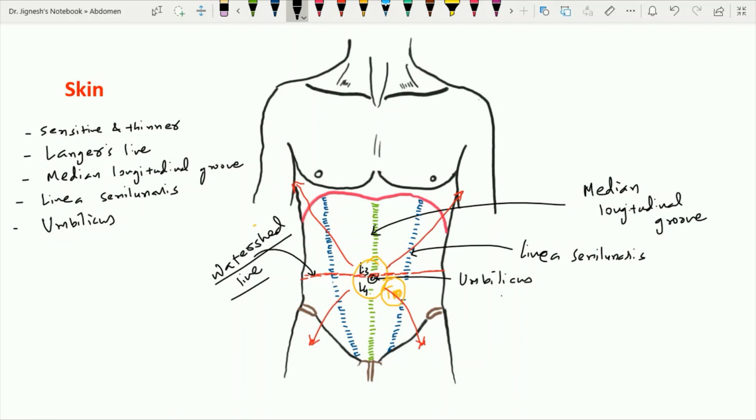Now within the anterior abdominal wall, at the lower part of the median longitudinal groove, especially in the case of males, hairs are growing, and these hairs continue with the pubic hair of the male.